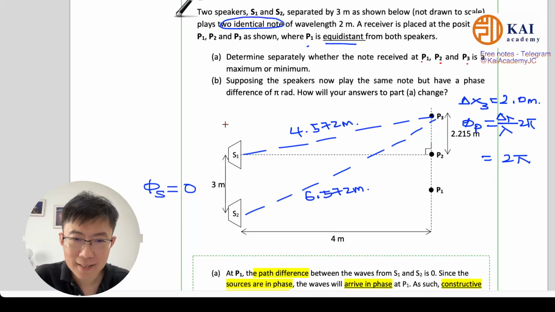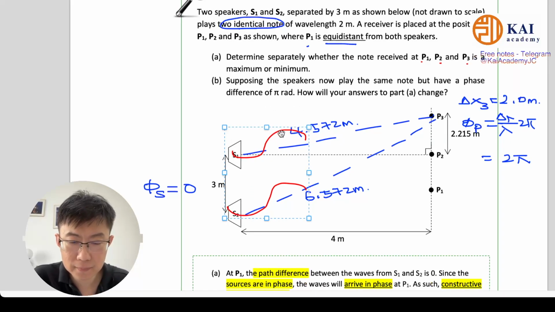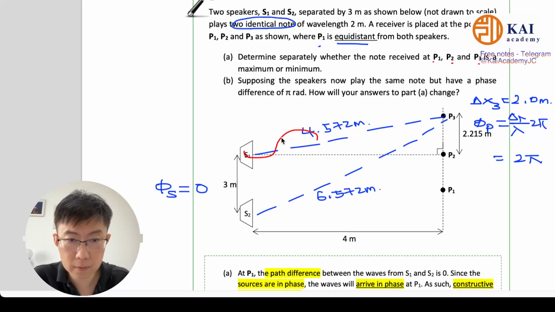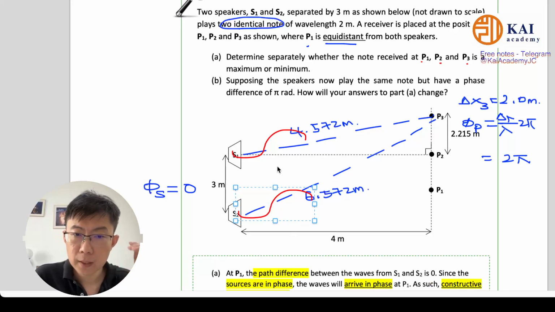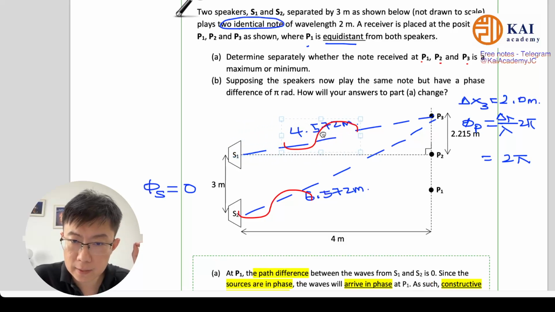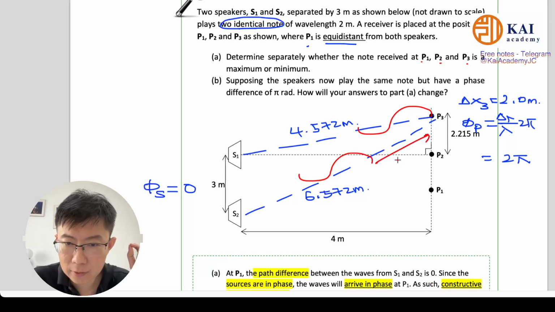Why is that the case? When the wave from S1 is traveling towards P3, the wave from S2 does the same thing. Let's give it a while. The wave from S2 is also traveling towards P3. As the wave from S1 is traveling, S2 is always lagging behind, and by the time the wave from S1 has reached P3, S2 will be exactly 2 meters away. That's the path difference that we found earlier.